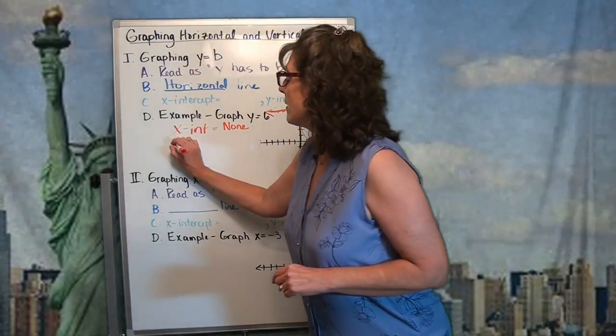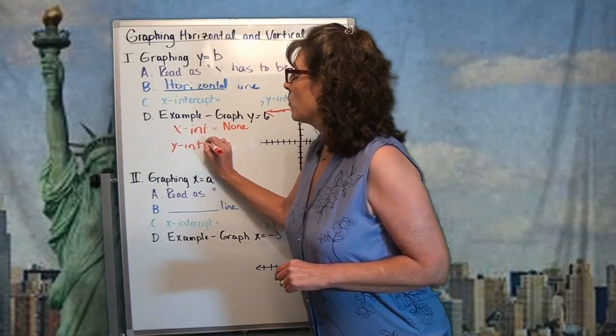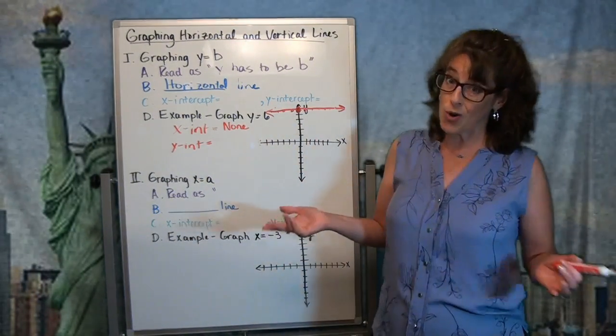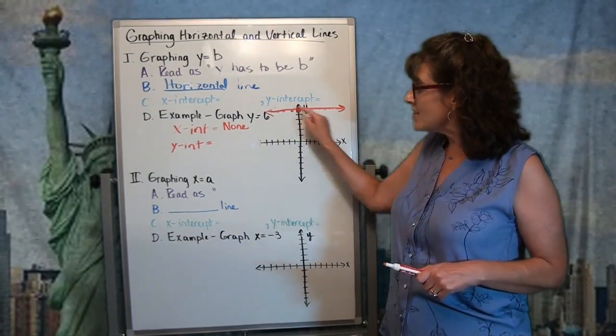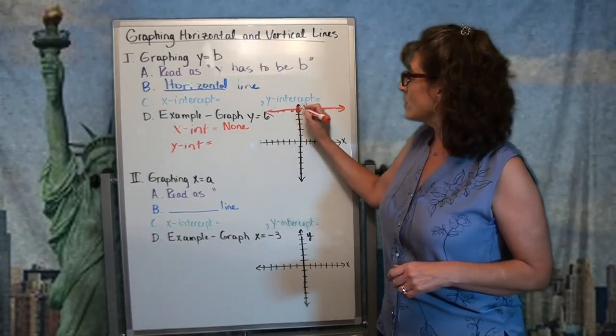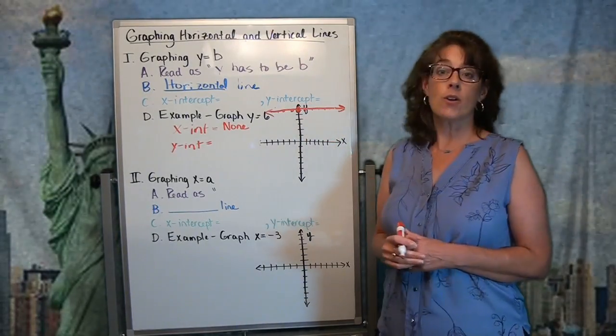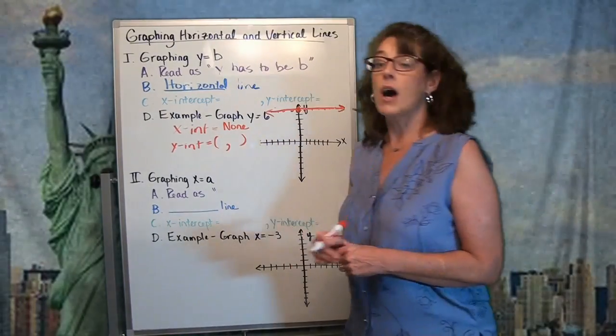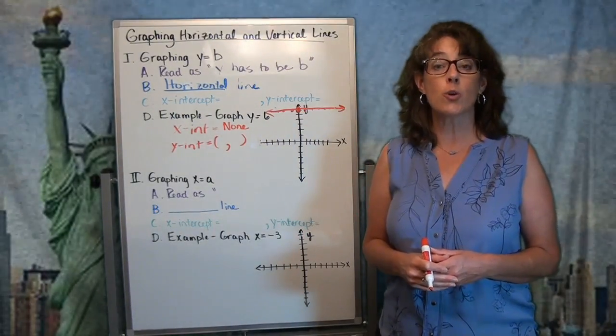Now, let's talk about that Y-intercept. The Y-intercept, remember, is where the graph crosses this Y-axis. That's why it's called a Y-intercept. So where does this graph cross this axis? Yes, it crosses right here at this point right here. Now, we need the coordinates for that point. Since it does have a point of intersection, we need to know the coordinates of that point.